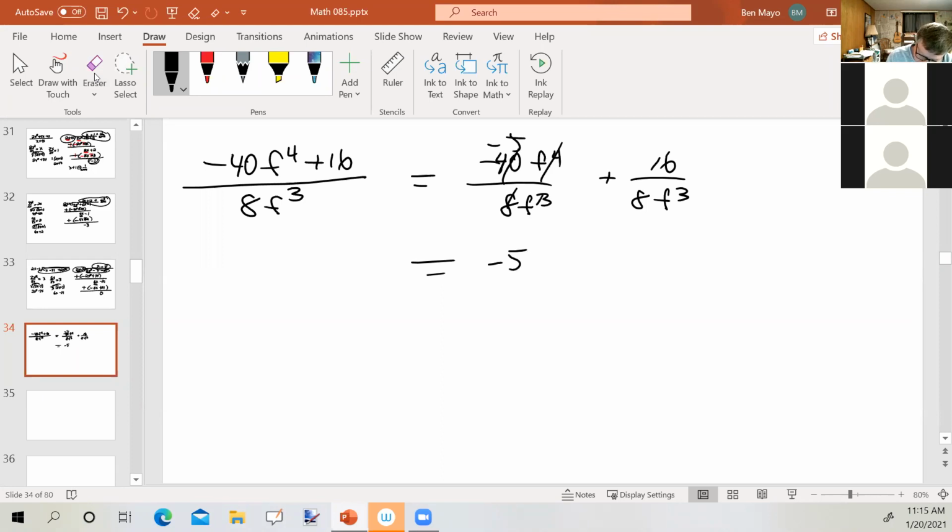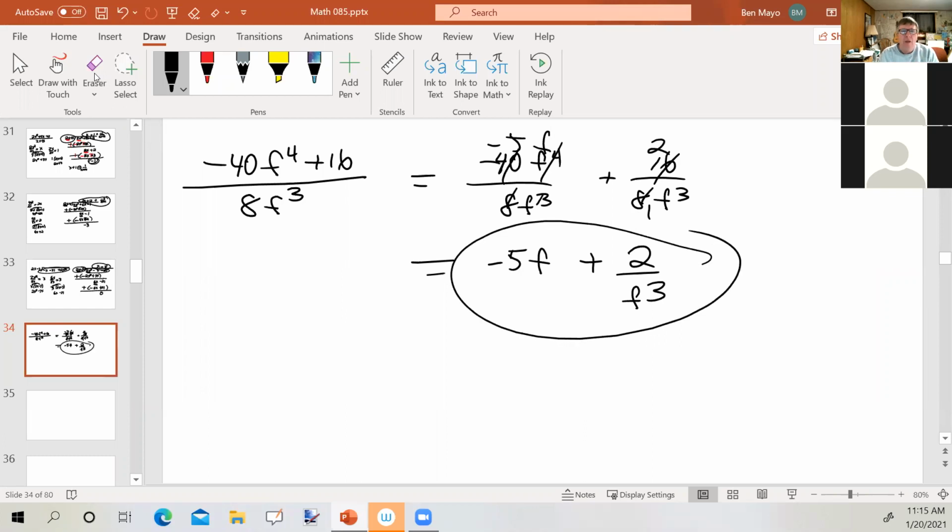F to the 4th over f to the 3rd is f to the 1 power, so negative 5f, plus 16 over 8 is 2 over 1, 2 over f cubed. Since f cubed on the bottom has a positive exponent, we'll just leave it where it is. So your answer would be that, okay? A polynomial divided by a monomial, you use this form, not the long division form.